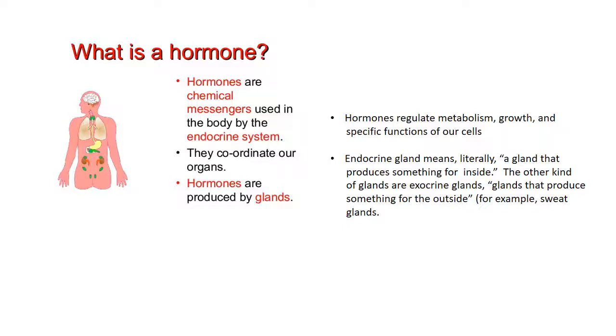A good example is sweat glands. They produce sweat. Sweat is not a hormone. It is not regulating any specific function of cells in the body. It is secreted on the surface of the skin and it evaporates, thus cooling the body. But it's not a hormone. It's not produced by an endocrine gland.